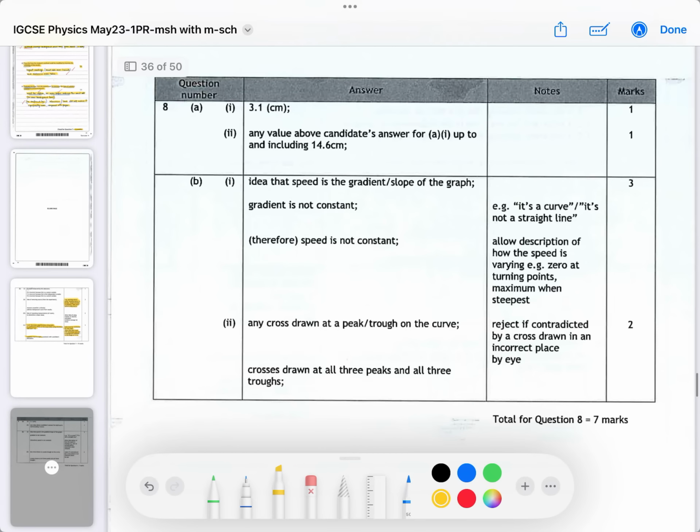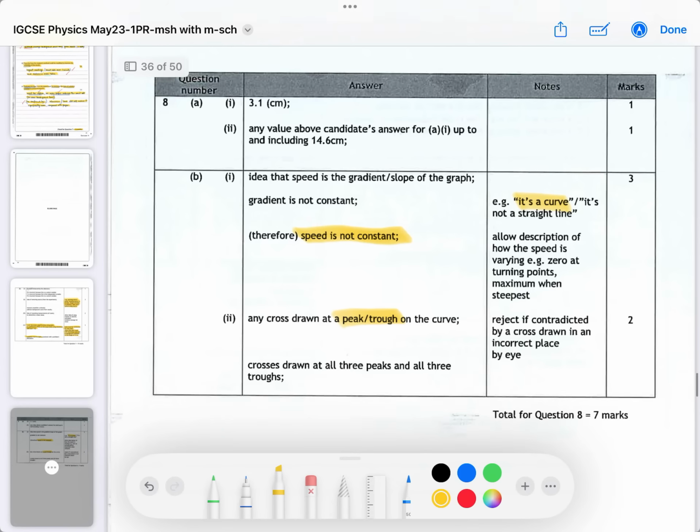Okay, question 8. Let's see if we can work out what it's about. It's a curve. Speed is not constant. Looks like it's to do with some kind of oscillation, peaks and troughs. So let's have a look.